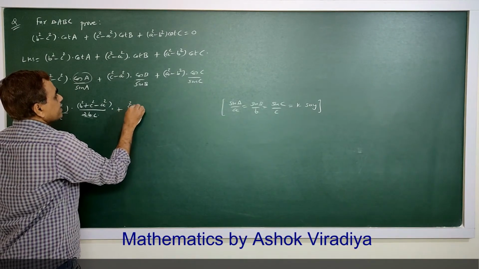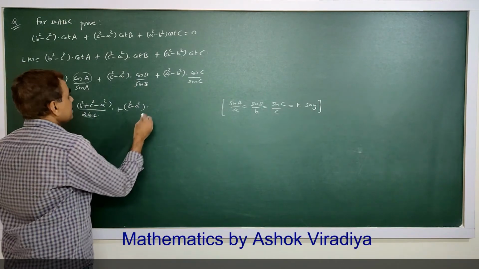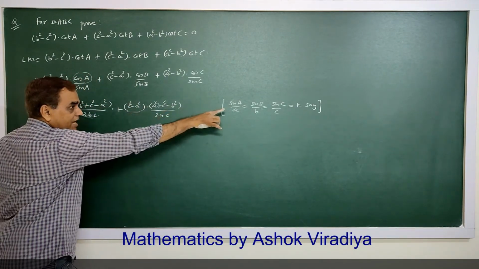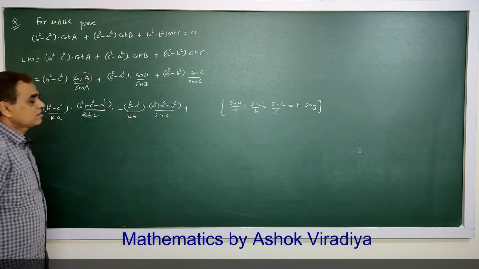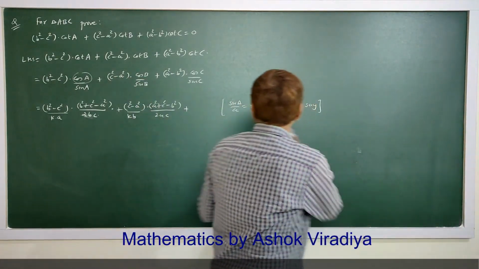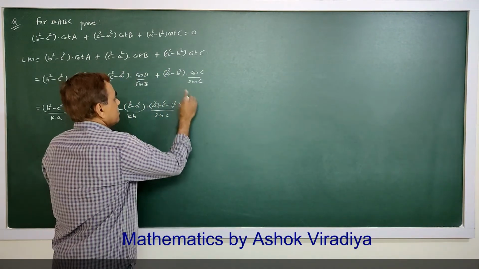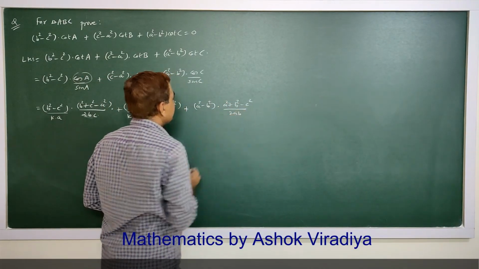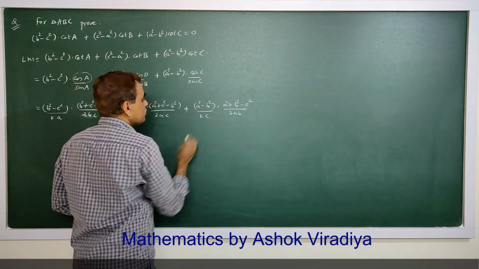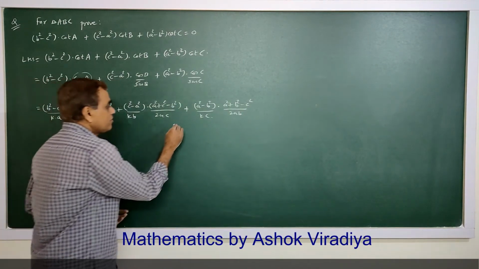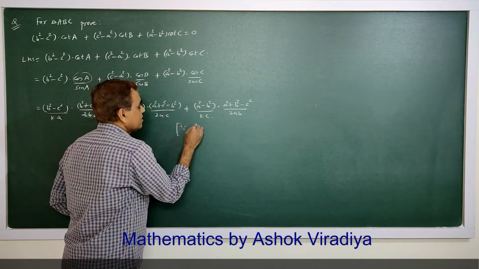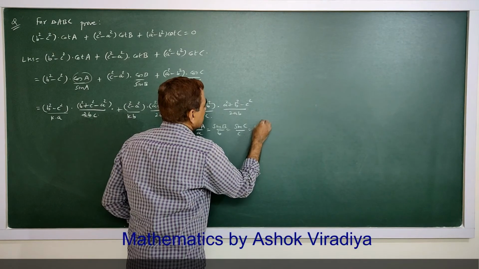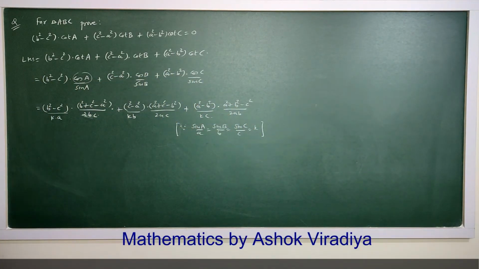Plus c square minus a square into, now cos B by sin B, cos B is a square plus c square minus b square upon 2ac, and sin B is in the denominator, so sin B I am putting as k into B. Plus, now here I need space, so removing this step, a square minus b square into cos C, which is a square plus b square minus c square upon 2ab, and sin C is k into C. So this is from the sine rule and cosine rule, because sin A upon A is sin B upon B is sin C upon C equal to k. This rule is used and the cosine rule is used.